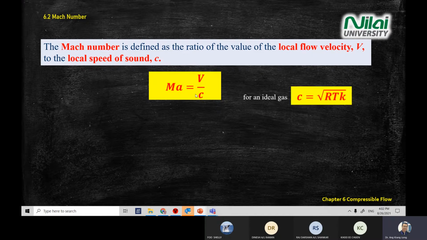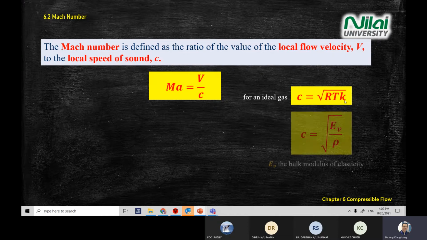There's an equation to calculate the speed of sound c, given by the square root of RTK. The value of R you can find in the table. T is the temperature. Remember, temperature here we will convert to Kelvin because of the constant value of R and the value of K. Then there's another calculation for c, but for this module we will not use this formula.